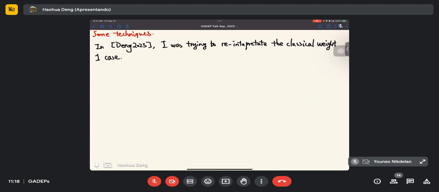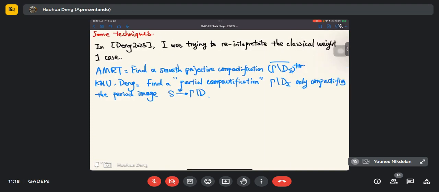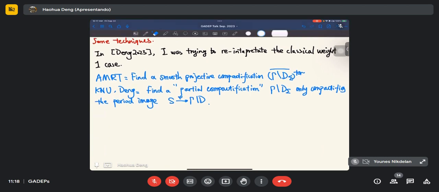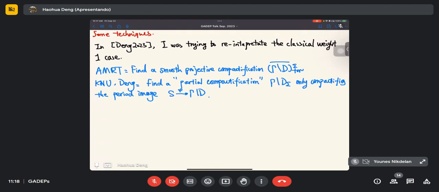So let me say something about the techniques I use in these papers. In the first paper, I tried to reinterpret the classical weight 1 case. Recall that ANRT, also the Mumford toroidal compactification, are trying to find a smooth projective compactification, for gamma sigma 2. This is ANRT's work: they are trying to compactify the whole locally symmetric variety gamma by D. However, I was trying to reinterpret the idea using Hodge theoretic language to only find a partial compactification of this locally symmetric variety, which compactifies the image of a given period map. So this would be much less ambitious than ANRT.